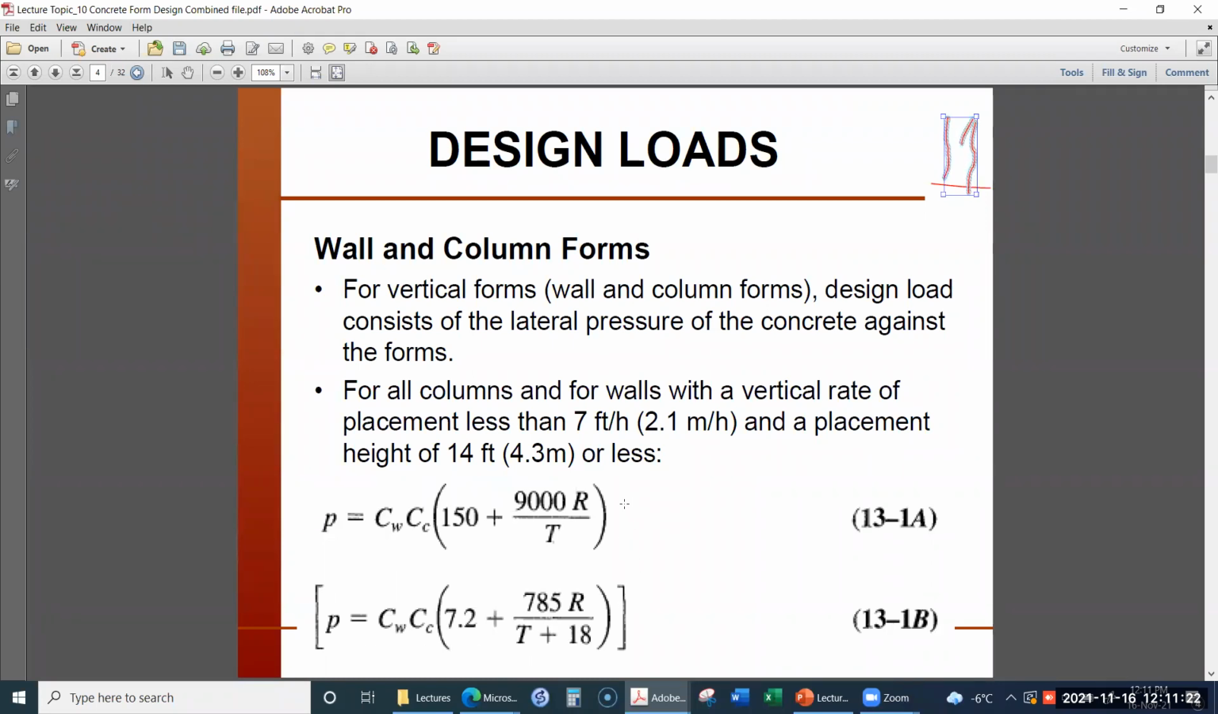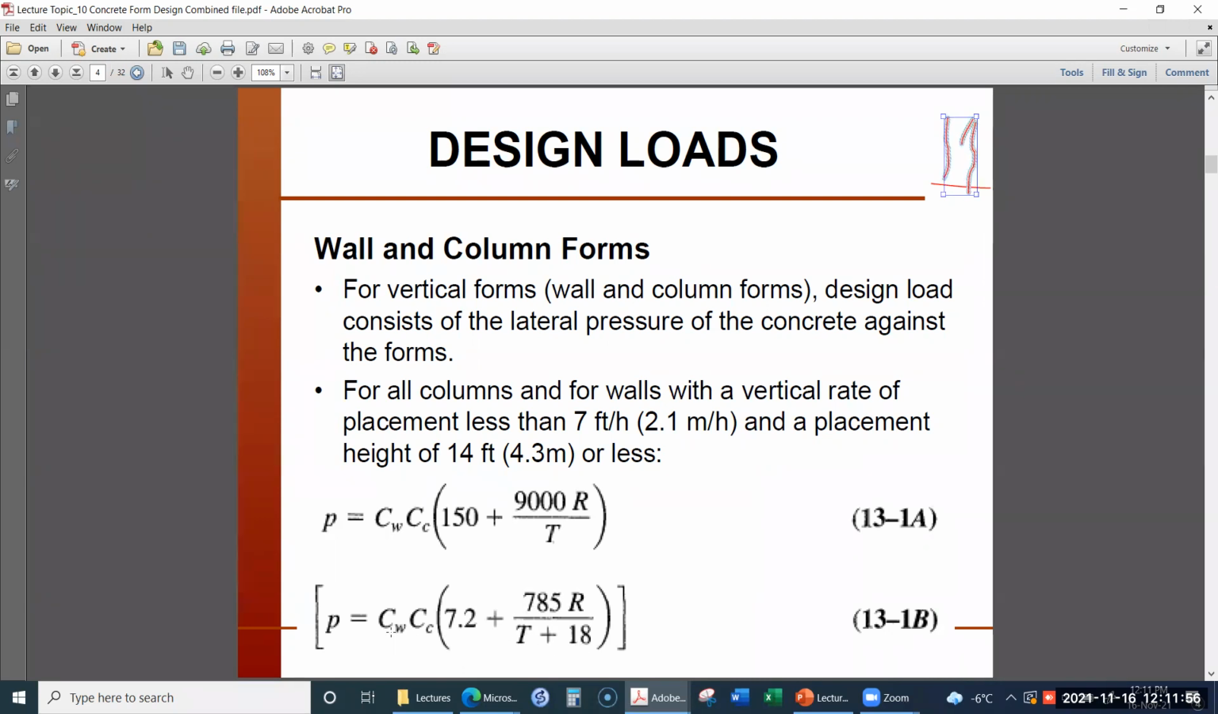So two types of equations are used. The first equation is in the US customary units, and the second equation, the one shown in the square brackets, is in the SI unit. So we can use these equations in the square brackets. According to this equation, the lateral pressure on the form can be given by P equals CW CC times [7.2 plus 785 R over T plus 18].